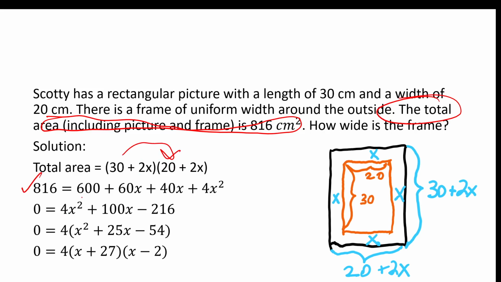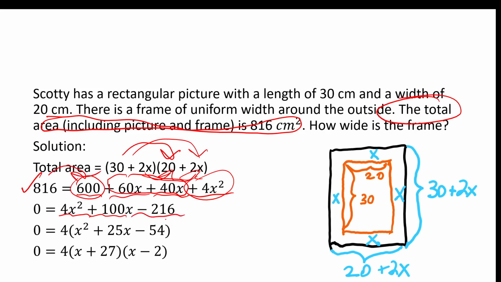We expand: 30 times 20 is 600, 30 times 2x is 60x, 2x times 20 is 40x, and 2x times 2x is 4x squared. So now we can collect up the 60x and the 40x, and that'll leave us with 100x. We have the 4x squared, and now we have a positive 600. When we subtract 816 from both sides, we'll be left with negative 216 as our constant term on the right and 0 on the left.